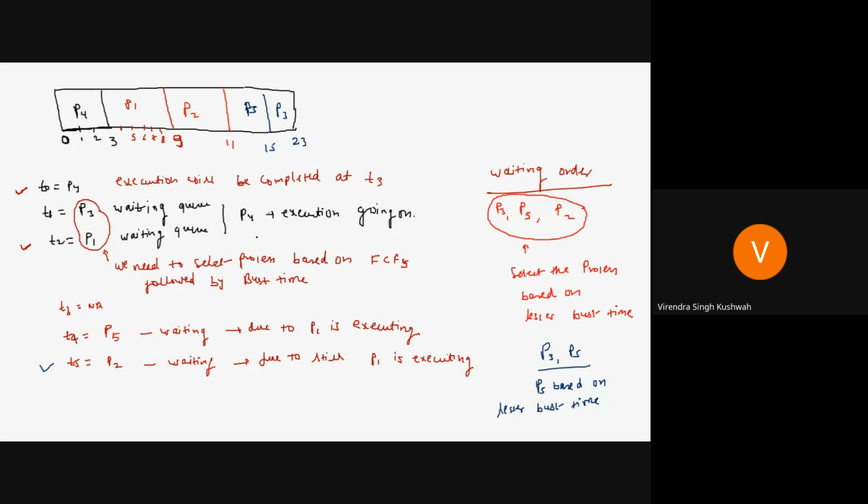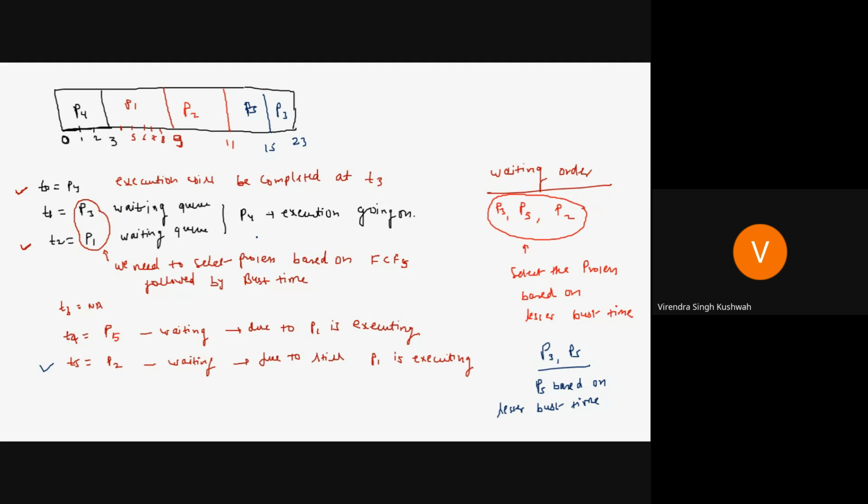So P3 and P1 will be in the waiting state, but the point is that after the completion of the process P4, now we need to decide which one to pick, P3 or P1. As a user, we don't have the right to do so; the kernel, the operating system, decides which process to run. Conceptually, when two or more processes are in the waiting queue, we need to pick the process based on its burst time.